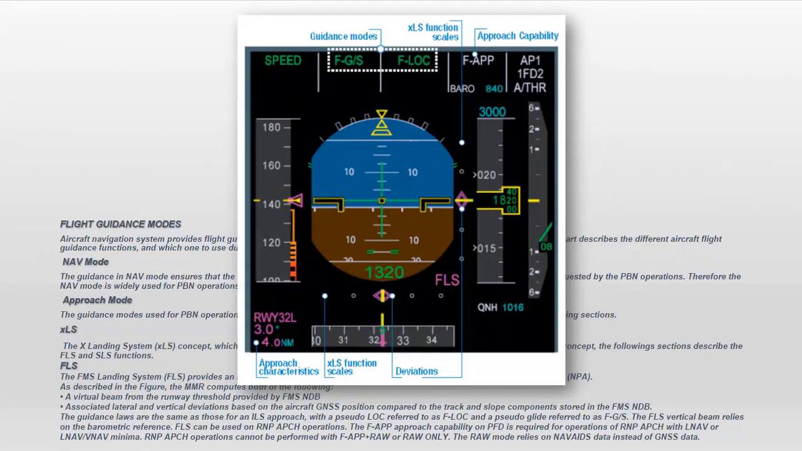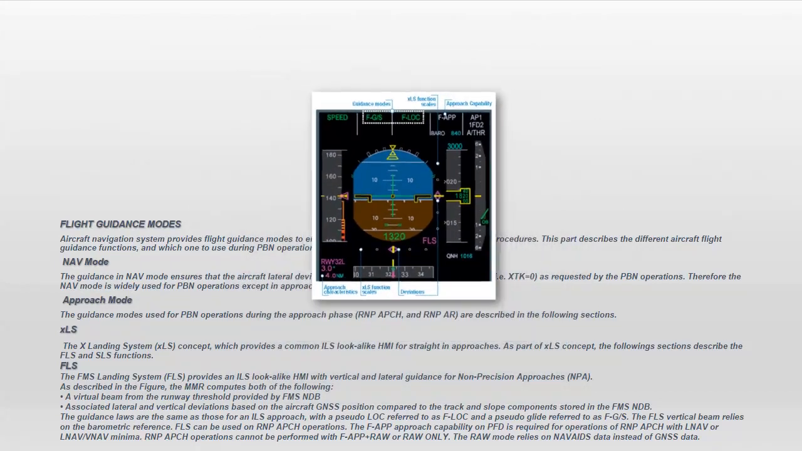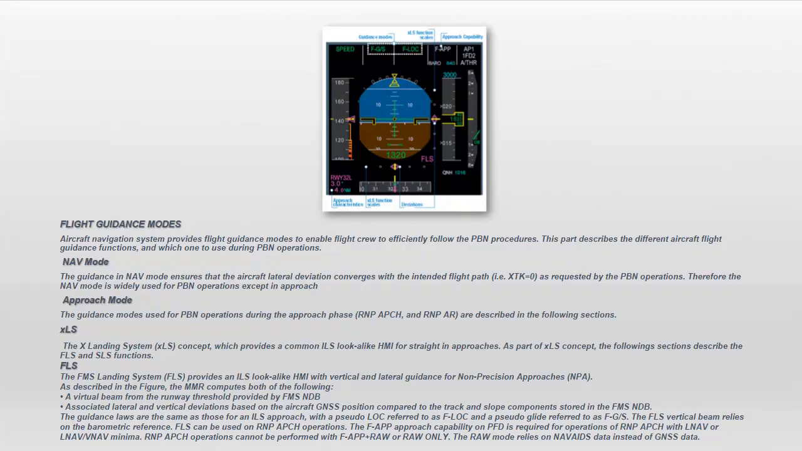Flight Guidance Modes. Aircraft navigation system provides flight guidance modes to enable flight crew to efficiently follow the PBN procedures. This part describes the different aircraft flight guidance functions, and which one to use during PBN operations. Nav mode. The guidance in nav mode ensures that the aircraft lateral deviation converges with the intended flight path, that is cross-track equals 0, as requested by the PBN operations. Therefore the nav mode is widely used for PBN operations except in approach mode.